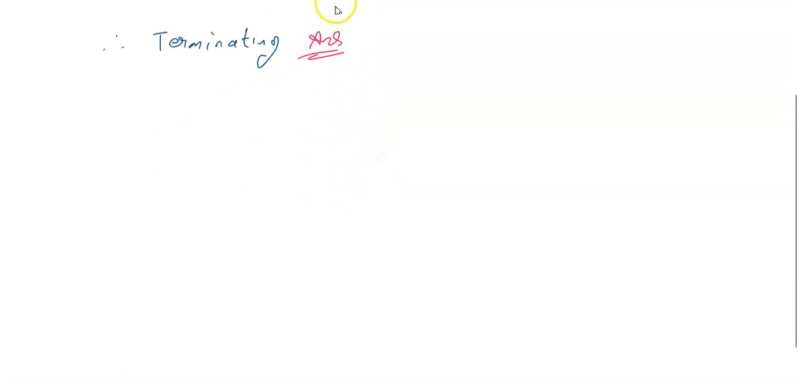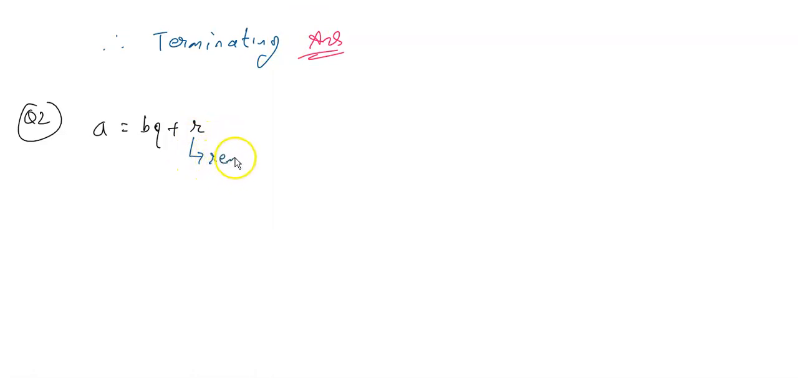Then let's go to question number 2. Question number 2 says Euclid's division lemma states that for any positive integers a and b there exist integers q and r such that a is equal to bq plus r where r must satisfy. So r is what over here? R is nothing but the remainder. तो रिमाइंडर क्या होना चाहिए हमेशा? रिमाइंडर या तो जीरो हो सकता है या तो डिवाइजर से हमेशा छोटा होगा.